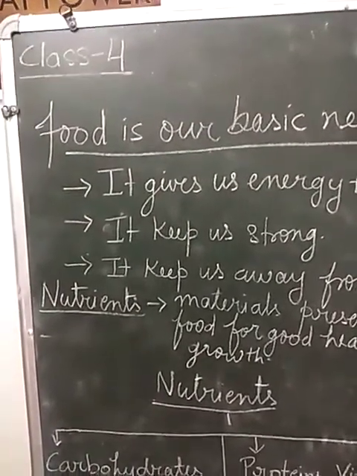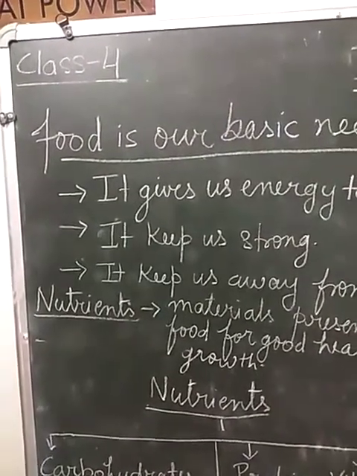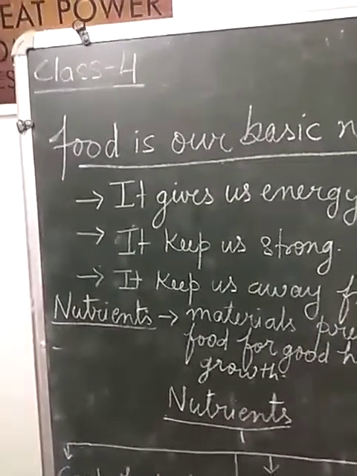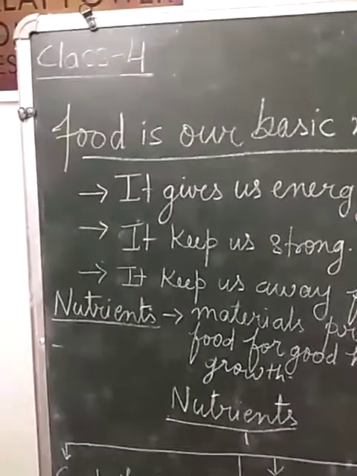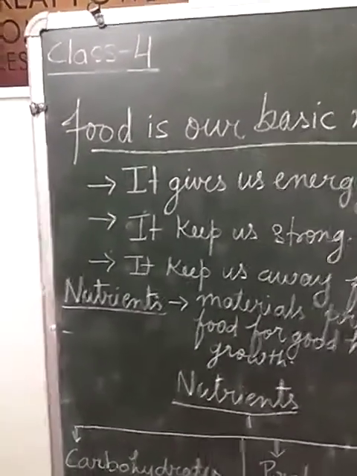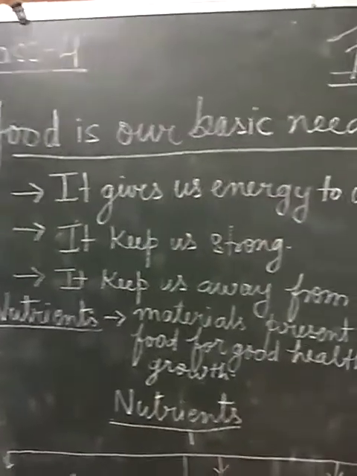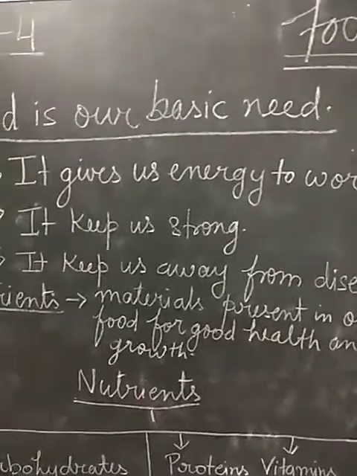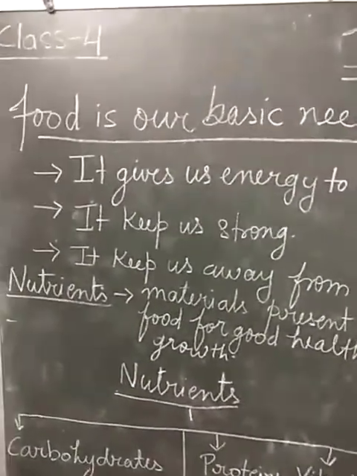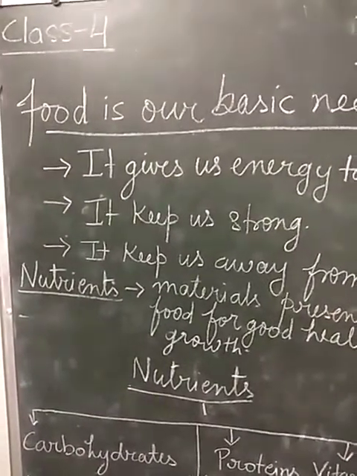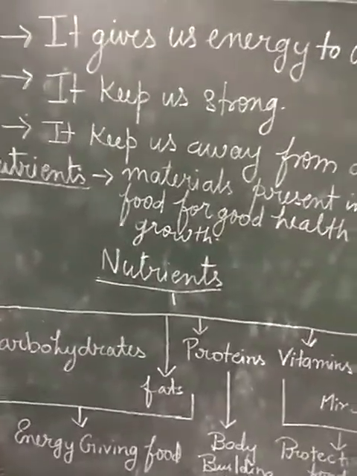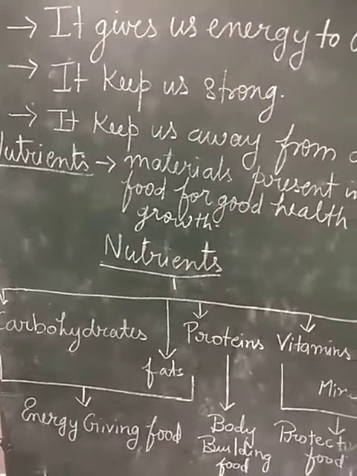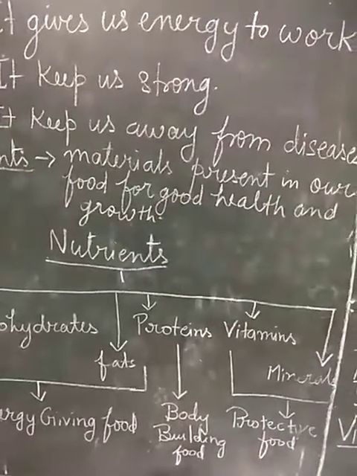Some materials are present in our food which give us good health and help us to grow, and those materials are known as nutrients. Nutrients are the materials present in our food for good health and growth. There are many types of nutrients. Basically, 5 main types of nutrients are there: carbohydrates, fats, proteins, vitamins, and minerals.